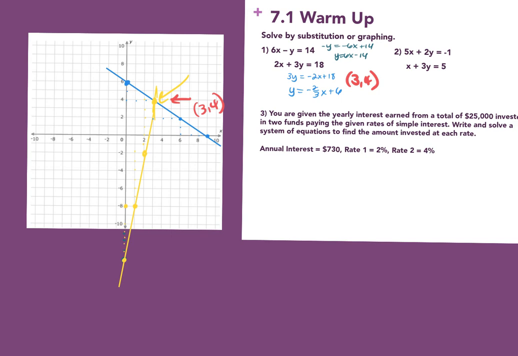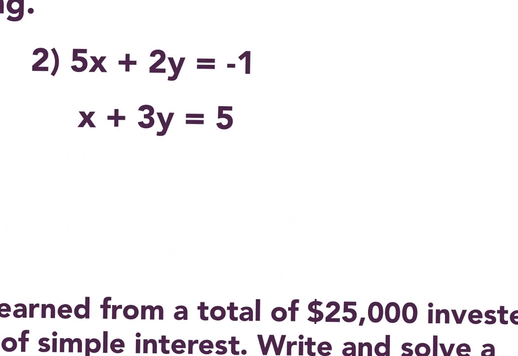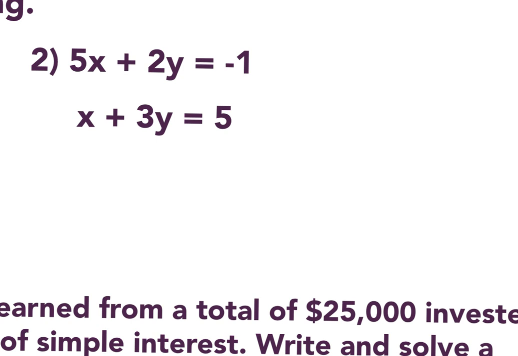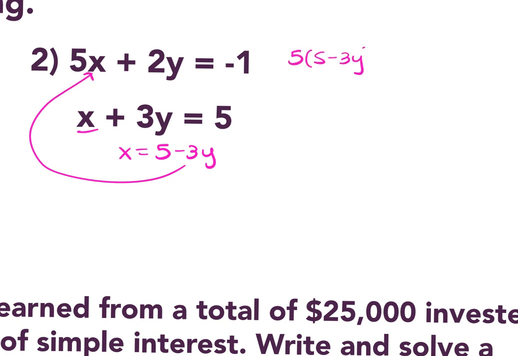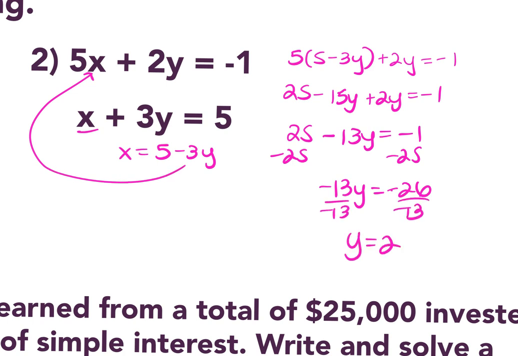All right, now we're going to do 2, and I'll use substitution on 2. What's the easiest thing to solve for between those 2 equations? The x in the bottom, right? It's already isolated. So if I say x equals 5 minus 3y, I can take that and I can plug it in here. So I get 5 times 5 minus 3y plus 2y equals negative 1. I get 25 minus 15y plus 2y equals negative 1. 25 minus 13y equals negative 1. Subtract the 25. Negative 13y equals negative 26. Divide by negative 13. And y is positive 2.